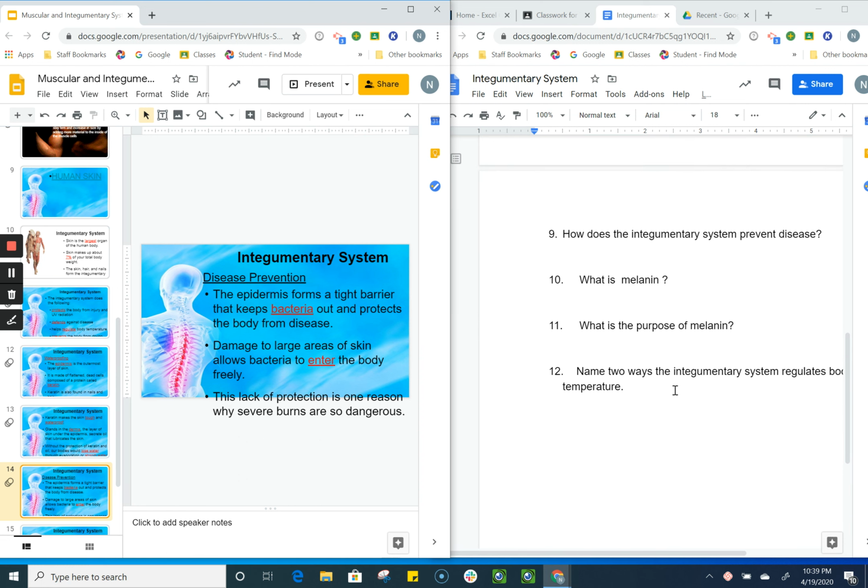How does the integumentary system prevent disease? Well, the epidermis forms a tight barrier. It helps to keep out bacteria to protect the body from diseases. Damage to large areas of skin allows bacteria to enter the body freely. So this lack of protection is one reason why severe burns are so dangerous. So basically, the skin provides a barrier to the internal organs, the circulatory system, and so forth. It helps to keep bacteria and other viruses and things that would harm us out of the layers of our skin where they could set up an infection.